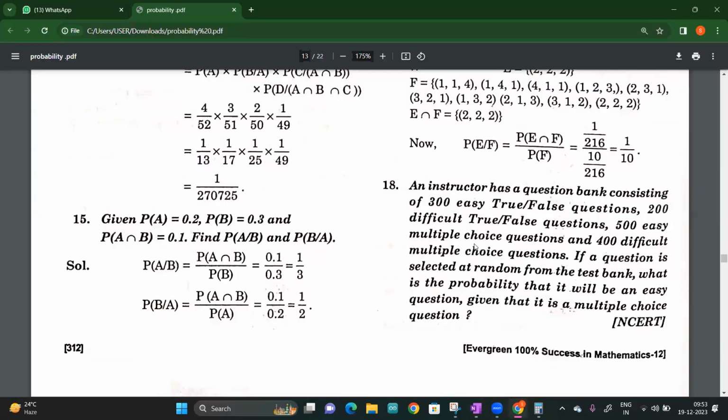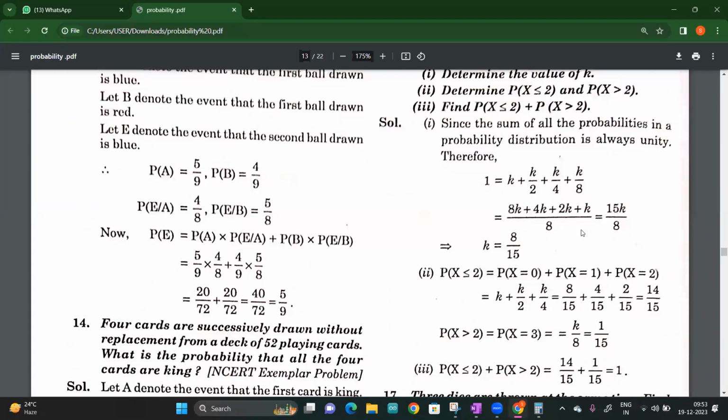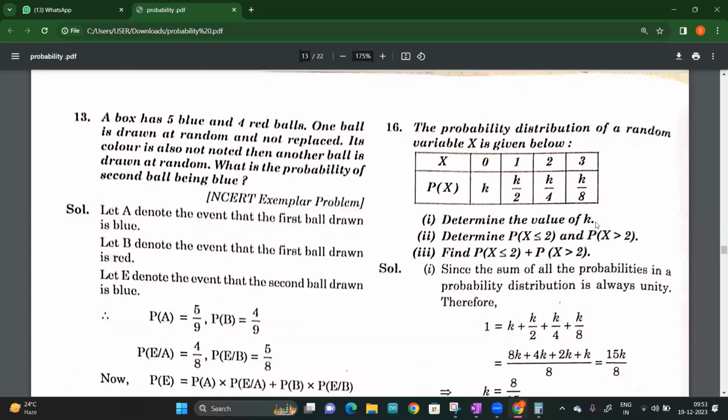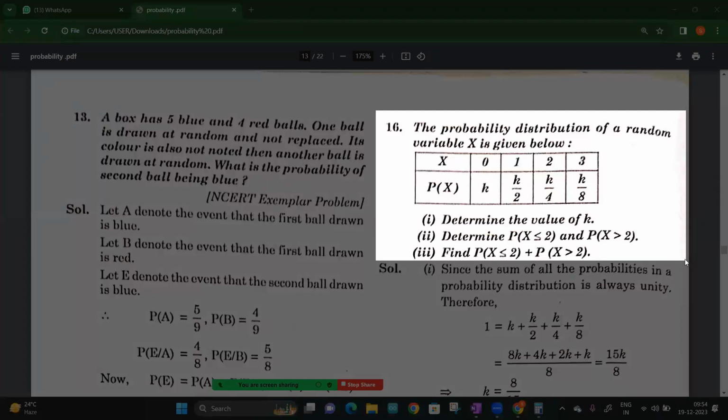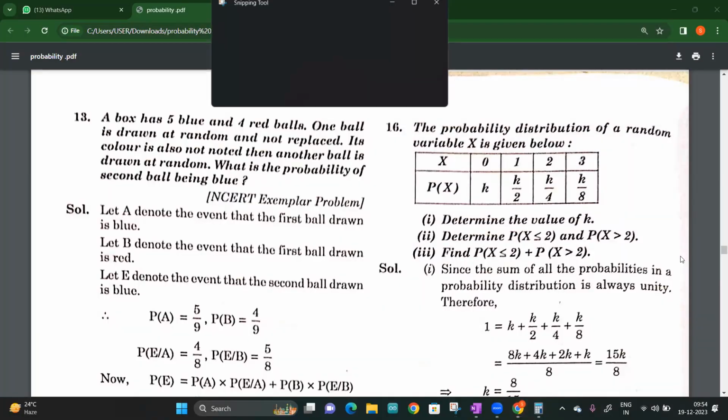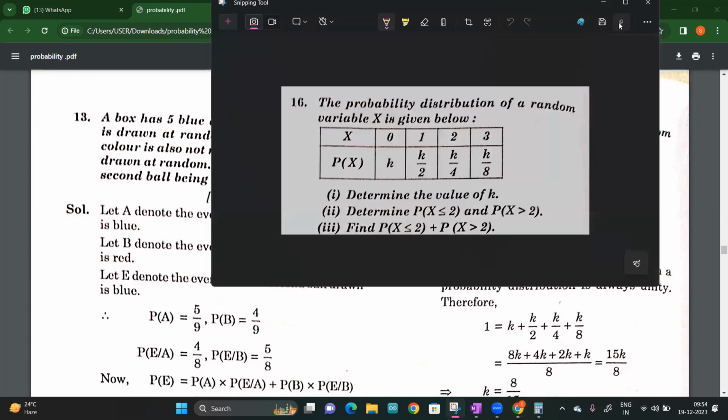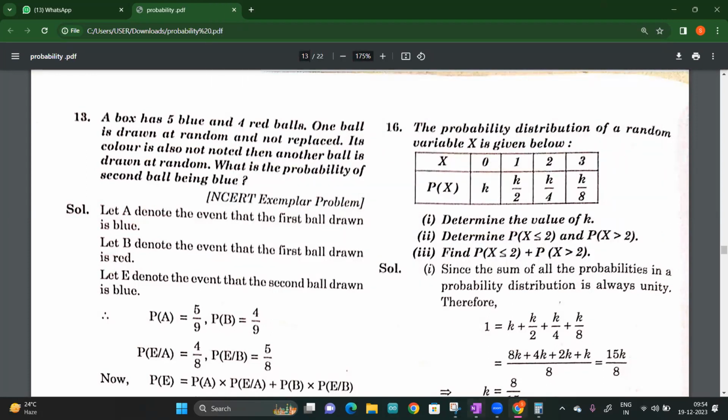Very good. Next, 16th question. This type of question is very important. Definitely, you are getting one question of this pattern. Copy this board exercise. So write down this question. Actually, only two questions will be asked in this one, but he has given three questions.